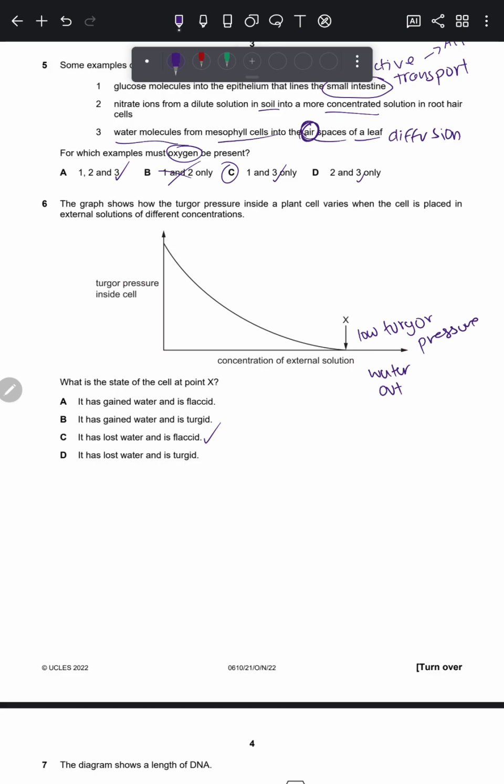Because it can't be turgid. If it was turgid, it would be higher up on the scale here. So it's not this one: it has gained water and is turgid. It can't gain water and become flaccid, that's wrong. It can't lose water and become turgid. And at X, the turgidity is really low. So the only right option is C. Yep.